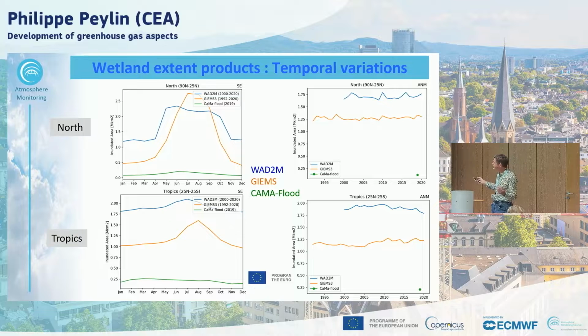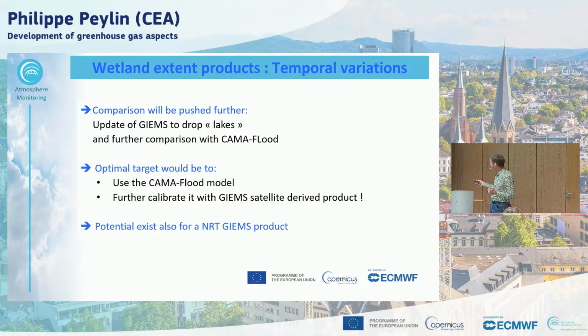And there are large differences, and we need to select one of these products for the implementation in IFS. Especially in the north, the amplitude of the seasonal cycle and the length of the maximum seasonal wetland extent are different between the two satellite products. So we are still continuing to improve this comparison, maybe make a more apples-to-apples comparison, working on a new product with GIMS to drop lakes, to compare a bit more with the other products, and to compare more with CAMA-Flood.